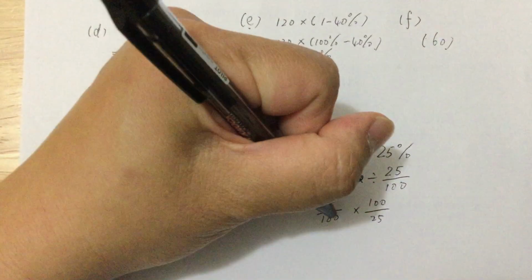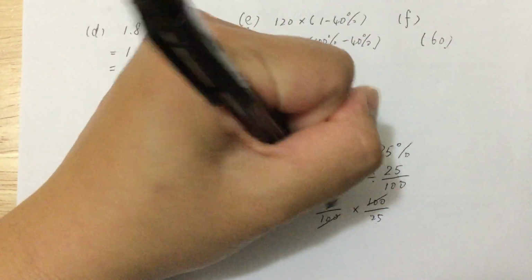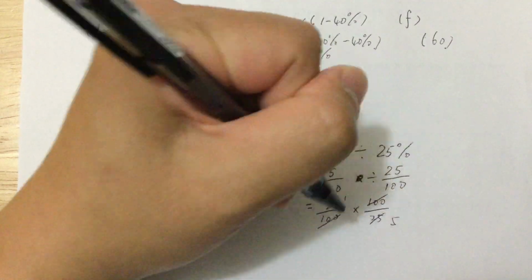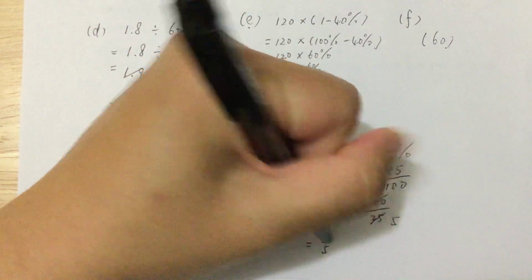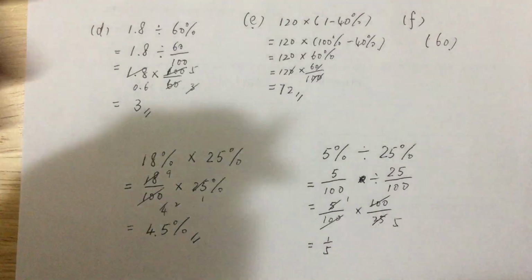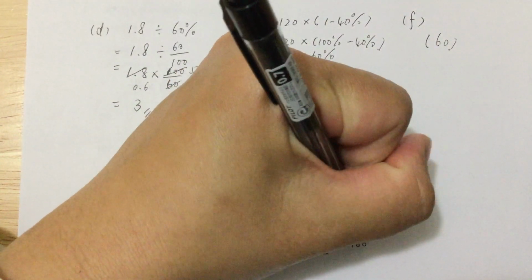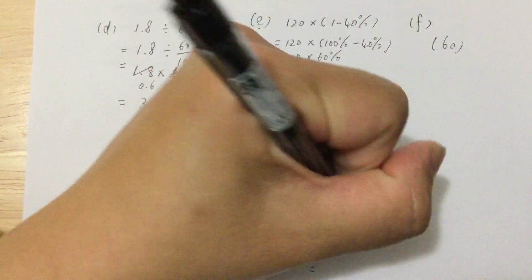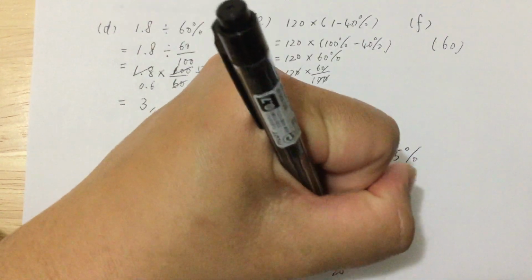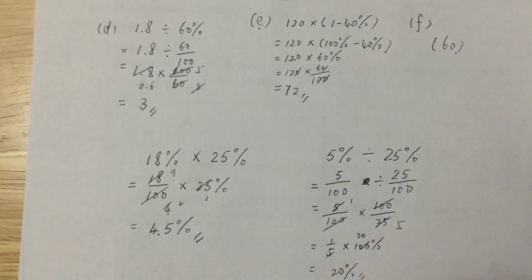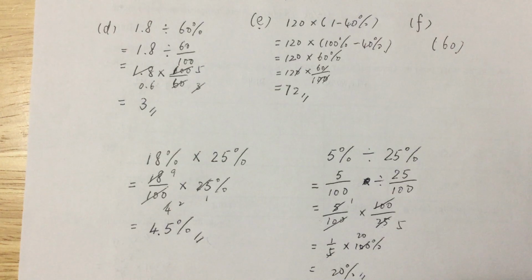And then we do the cancellations. 5 and 25, 5, 1. So the answer for this is 1/5. And then we go back to the percentage times 100%. So this is 20%. Okay, so we will finish questions like this.